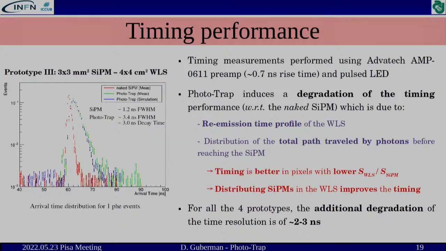So when we combine the two of them, what we found is that the wavelength shifter gives an additional, let's say, degradation of the timing that in the end results in a time resolution of about 2 to 3 nanoseconds, which is, of course, not something you will want to use in high timing applications like PET, but it's still rather good for many other applications. Again, here, in principle, if you distribute the silicon PMs, also your timing performance would improve for the same reason as before.